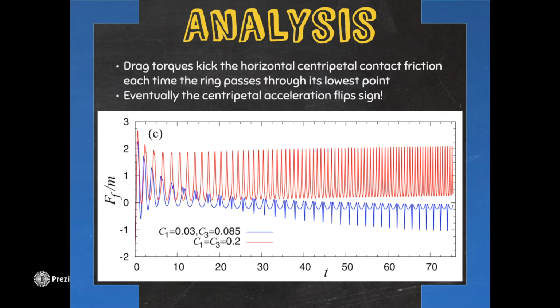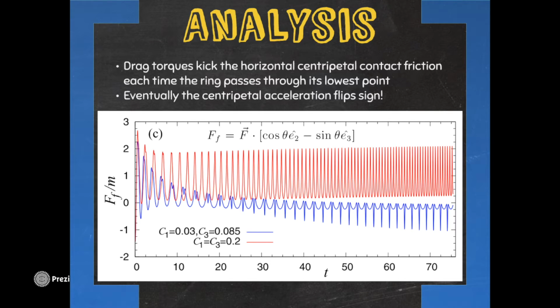And that happens every time the ring, as it's rolling, as it's wobbling, reaches its lowest point, and then it springs up from that. But when it reaches that lowest point, that's when it experiences this kick in the horizontal direction. We'll see that from the data. And eventually these kicks cause the centripetal acceleration to flip sign.